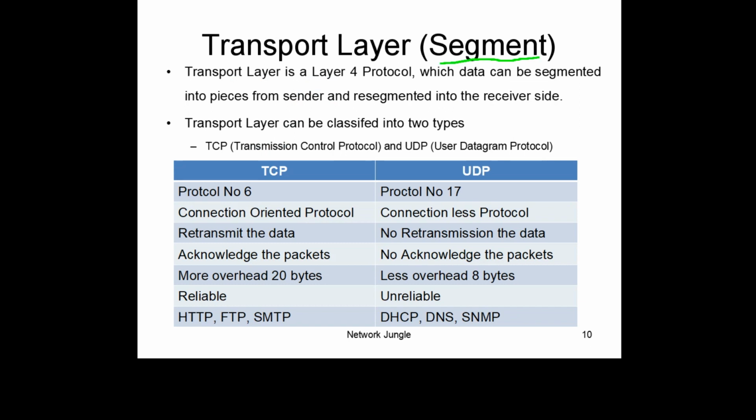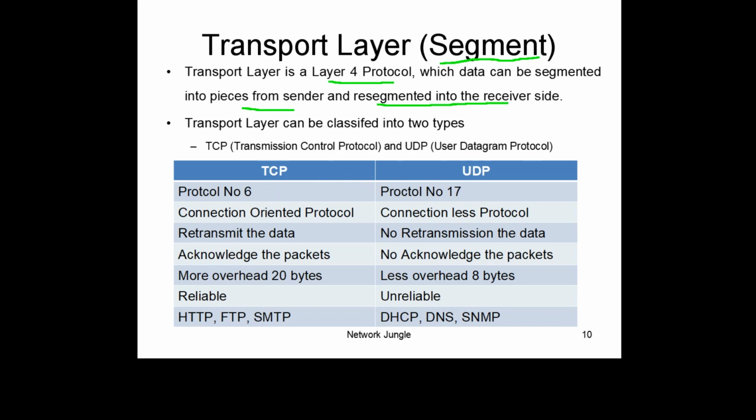Next, we talk about the transport layer. Here the data unit is called a segment. It is the layer 4 protocol in which data is segmented into pieces on the sender side and resegmented on the receiver side. The transport layer can be classified into two types of protocols: Transmission Control Protocol and User Datagram Protocol. So these are the differences between TCP and UDP.